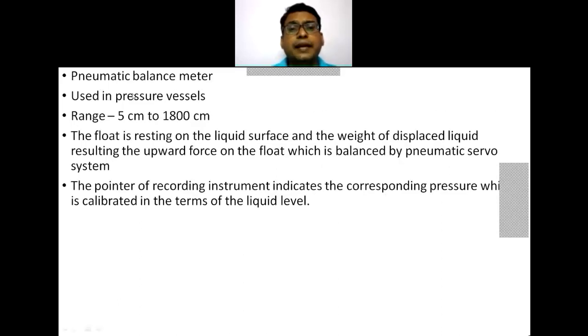Then there is a pneumatic balance meter used in the pressure vessels, in the range of 5 centimeters to 1800 centimeters, that is 18 meters. The float is resting on the liquid surface, and the weight of displaced liquid results in an upward force on the float, which is balanced by pneumatic servo systems. So the pointer of the recording instrument indicates the corresponding pressure, which is calibrated in terms of a liquid level.